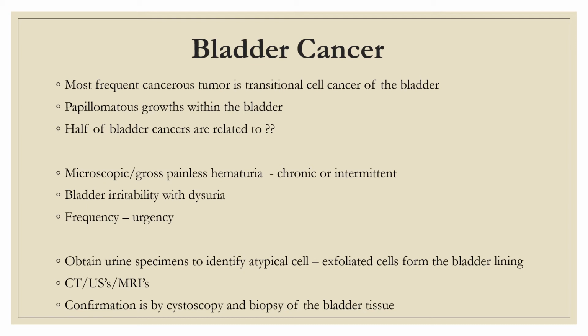So it's important to obtain urine specimens and to identify atypical cells. That can be done right in a UA. If you get a UA on a patient, there are exfoliated cells that come from the bladder lining, and those could show up for testing in a UA. Also CT scans, ultrasounds, and MRIs can be done, and confirmation is usually done by a cystoscopy, and a biopsy is taken of some of the bladder tissue.